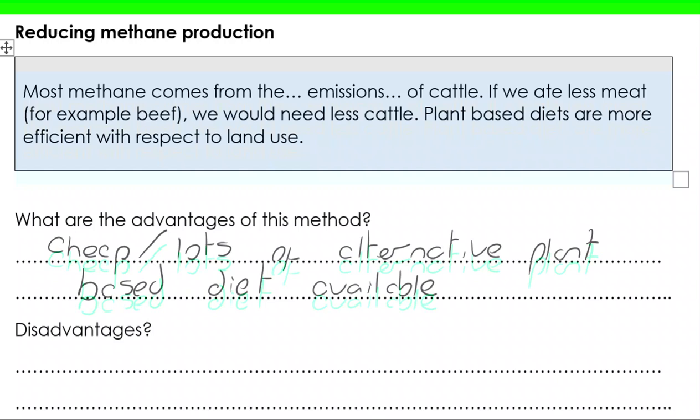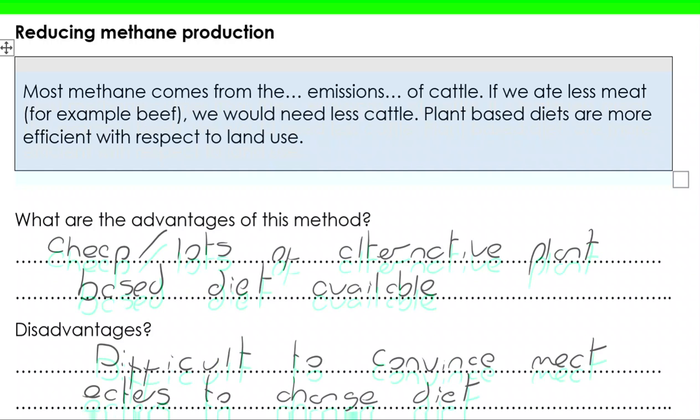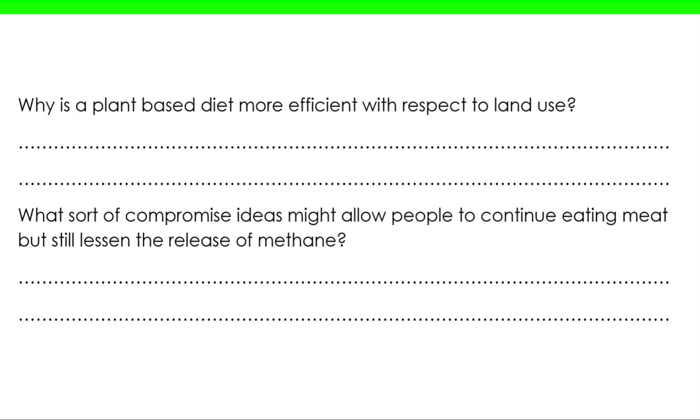It certainly is doable. But the disadvantage is it is very difficult to convince meat eaters to change their diet. Lots of people have, lots of people do, but there are many, many people who would be resistant to giving up eating meat. Why is a plant-based diet more efficient with respect to land use?